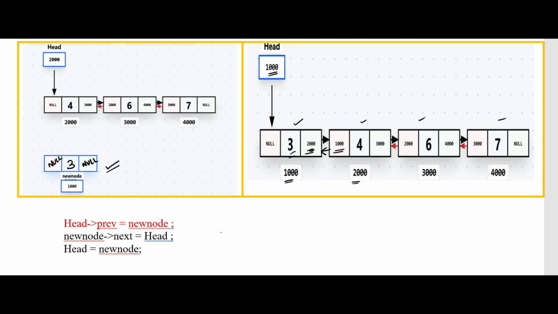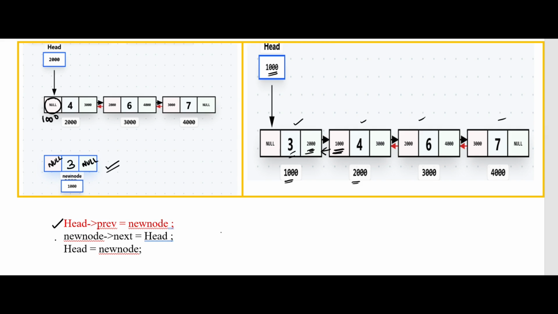Head of previous is equal to new node. This is head, that means it is pointing to this node, the whole node is head. Head of previous, this is the point, head of previous. In this place what do I have to assign? New node. What is new node? Actually 1000, that is the address, so I have to assign this one. First I assigned this part.